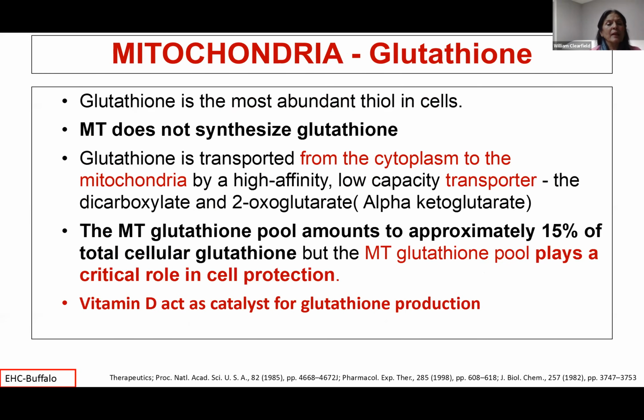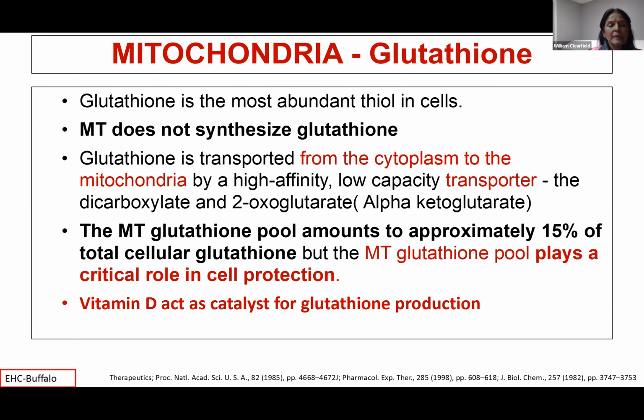Now let's look at glutathione. Glutathione is the most abundant thiol in the cell. Mitochondria do not synthesize glutathione. It is transported from the cytoplasm to mitochondria by the transporter alpha-ketoglutarate. The mitochondrial glutathione pool amounts to approximately 15% of the total cellular glutathione. The mitochondrial glutathione pool plays a critical role in cell protection.